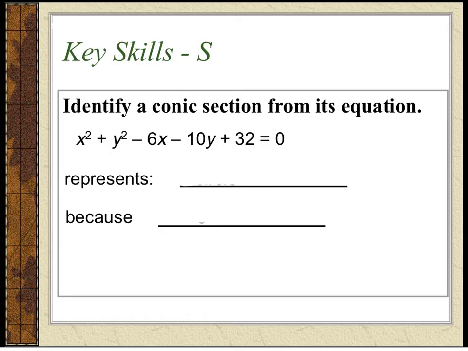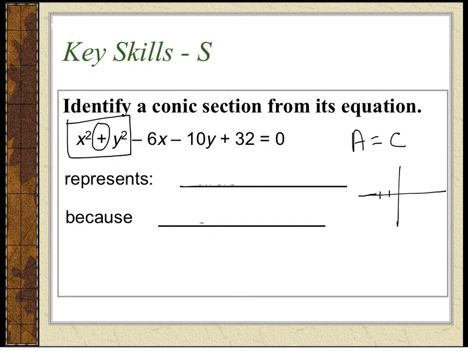First example here, and we're going to identify this type of conic, so once again I'm just going to focus on these two guys. They're both squared. So that means it's going to be an ellipse, a circle, or a hyperbola. Well, it's positive, so it can't be a hyperbola because that's subtraction. So it's an ellipse or a circle. Well, A is equal to C, and like in the picture that I drew, because A is equal to C, we're going to have an equal distance all the way around. So it's a circle, and the reason for it is A is equal to C.